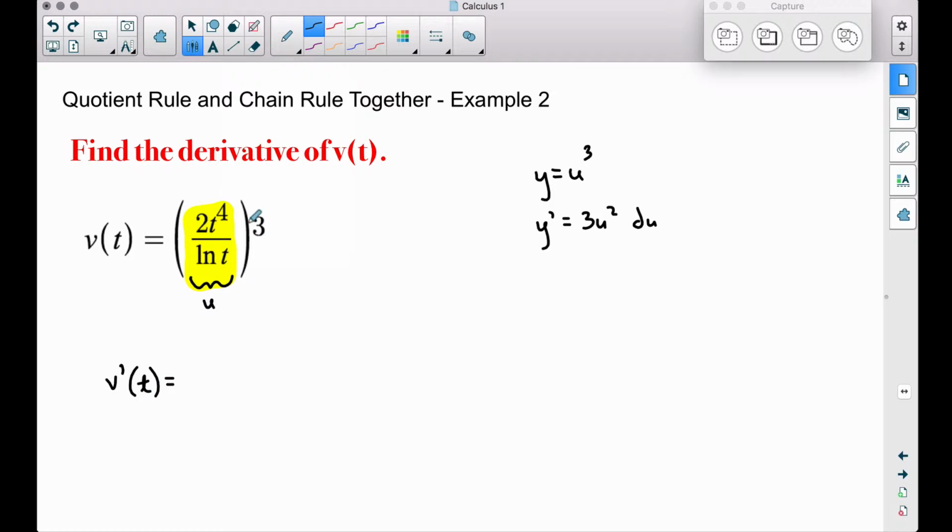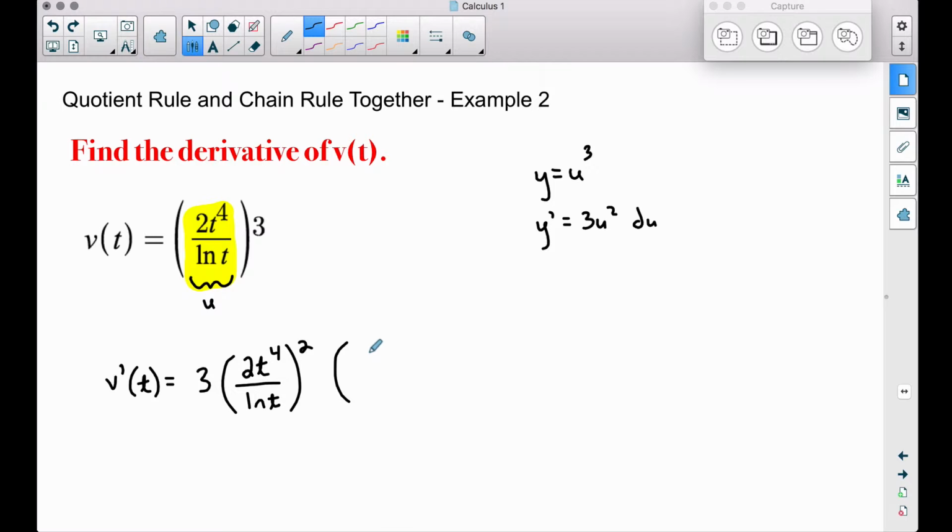Therefore, v prime of t, we pull that 3 down, we leave that u alone for right now, just like over here, 3u squared. Let's not forget our squared, because that 3 we subtract 1 from it. And then we have to come back and multiply by the derivative of that stuff that we left alone. This is where we have to apply the quotient rule. So doing that here, we're going to take low d high minus high d low all over low low.